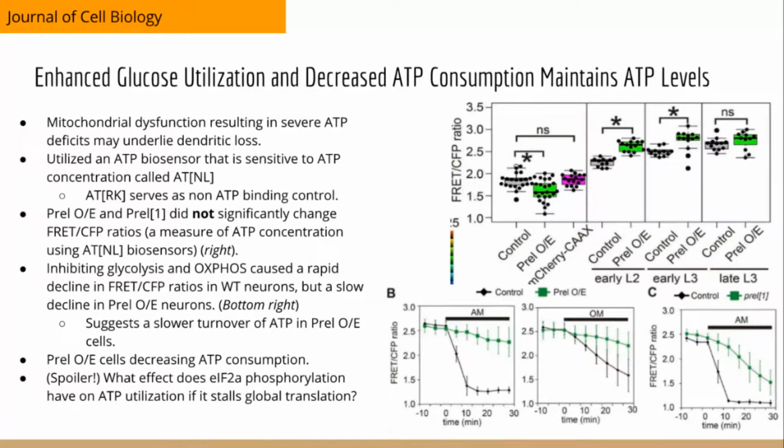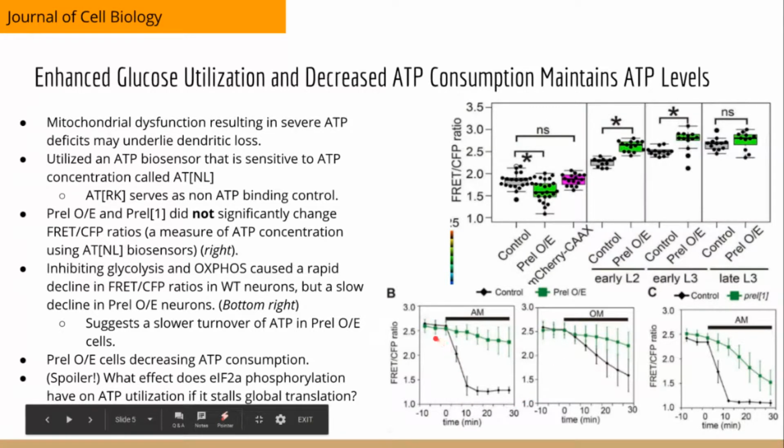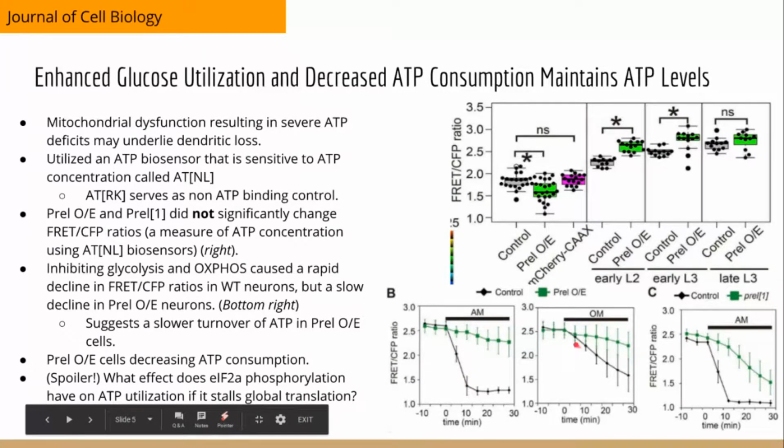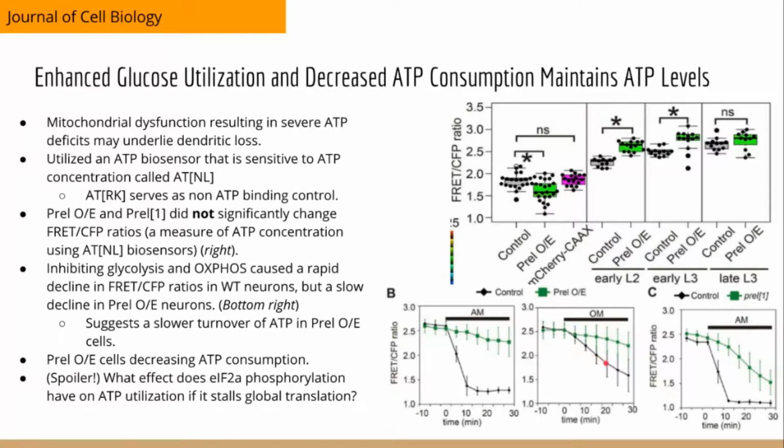The researchers then observe ATP concentrations following inhibition of glycolysis or OXPHOS. So AM, I think, is glycolysis, OM is OXPHOS inhibition. What they observe is that the amount of ATP in wild-type cells, control cells indicated by the black line, drops off rapidly following inhibition of glycolysis or oxidative phosphorylation. PREL overexpression, on the other hand, dropped off much more gradually following inhibition of glycolysis or oxidative phosphorylation.